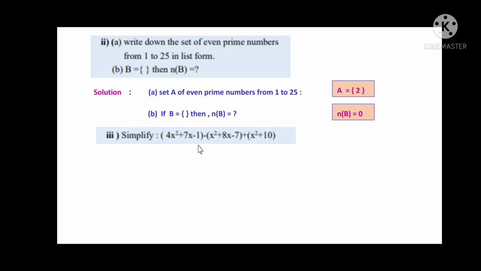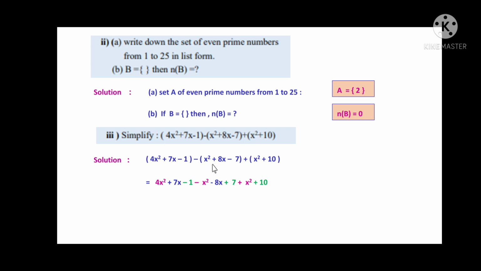Simplify 4x square plus 7x minus 1 minus into bracket x square plus 8x minus 7 plus x square plus 10. Friends, here 3 brackets are given, and their operations are subtraction and addition. So we'll write here first the given expression or polynomial: 4x square plus 7x minus 1 minus into bracket x square plus 8x minus 7 plus x square plus 10. We'll solve this bracket. You will get 4x square plus 7x minus 1 minus x square minus 8x plus 7 plus x square plus 10.